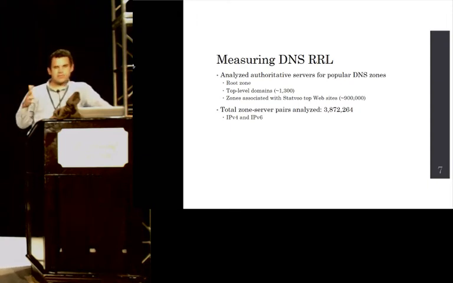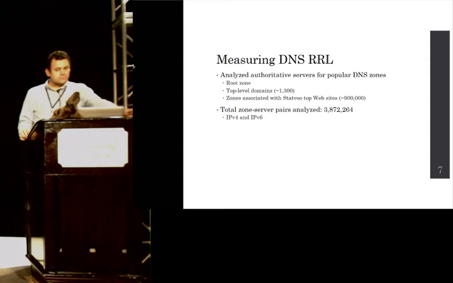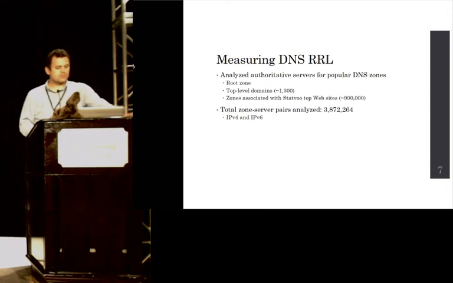Okay, so what we did was we had the root zone, the top level domains. At the time there were about 1,300 or so delegations within the root zone, and we looked at those. And then we took zones associated with a website analysis place called StatVu, and extracted about 900,000 of those. And then taking the authoritative servers for each of these zones that we extracted, we came up with about 3.8 million zone server pairs. So for each authoritative server that we found, we queried it once for each zone for which it was authoritative. Okay, and we looked at both IPv4 and IPv6, and we'll show you what some of those results look like.